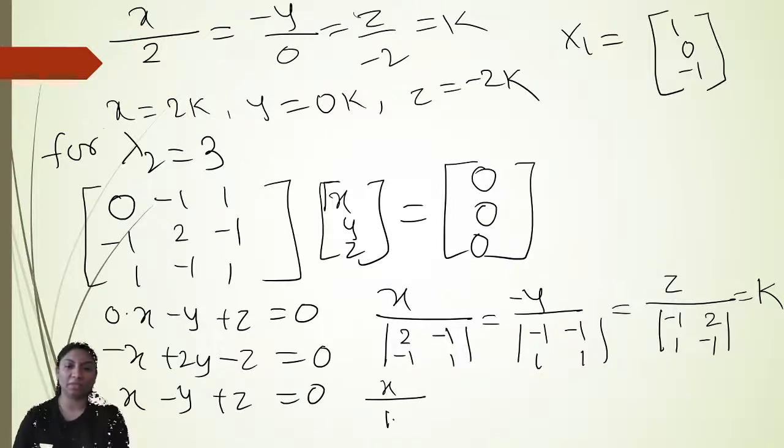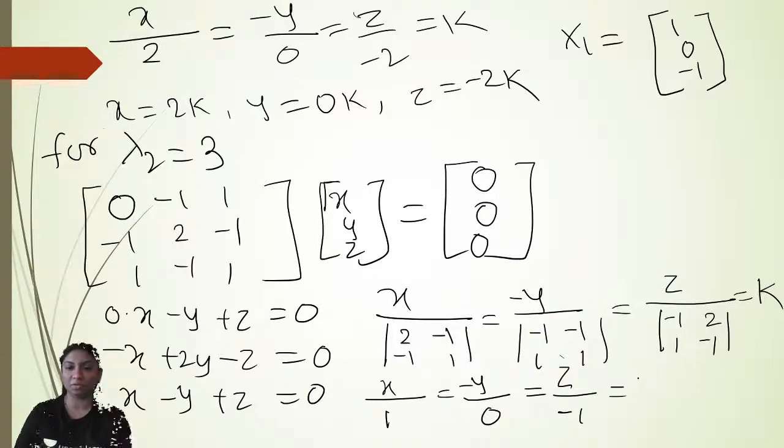So x upon the determinant of 2 minus 1, that is 1, minus y upon minus 1 minus 1 is plus 1, so 0, is equal to minus y upon minus 1, 1, minus 1, 1. So is equal to 0, is equal to z upon minus 1, 1, 1, minus 2, minus 1, is equal to k. Okay, so x is equal to k, y is equal to 0k, and z is equal to minus k.